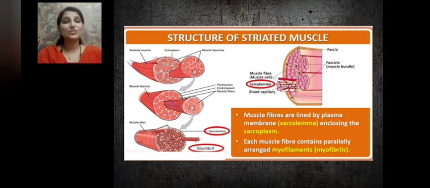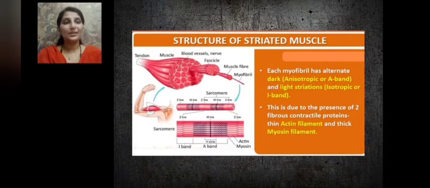The muscle fibers present inside a fascicle are lined by a plasma membrane. Each muscle fiber has a plasma membrane, called the sarcolemma, which encloses a cytoplasm called the sarcoplasm. Each muscle fiber contains parallelly arranged myofibrils. So inside the skeletal muscle there are fascicles. Inside the fascicles there are muscle fibers. Inside the muscle fibers there are a number of parallelly arranged myofibrils, which are called myofilaments or myofibrils.